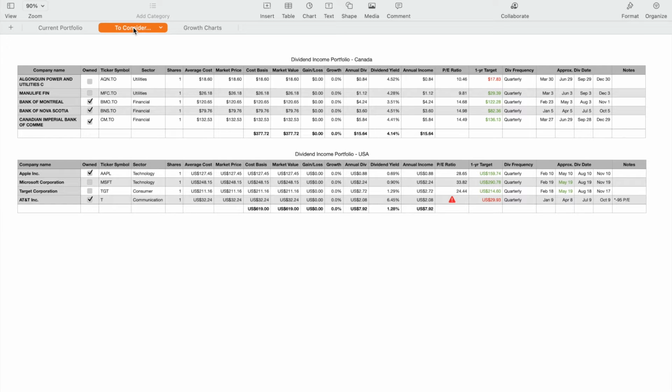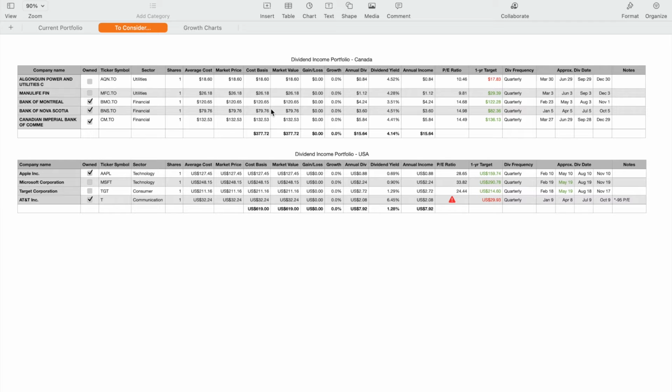Now it might look like it's very busy, and it is. It contains a lot of information. But for me personally, all this information is useful. And like I said, if you don't care about the PE ratio, you can always just remove that column and consolidate your own table.